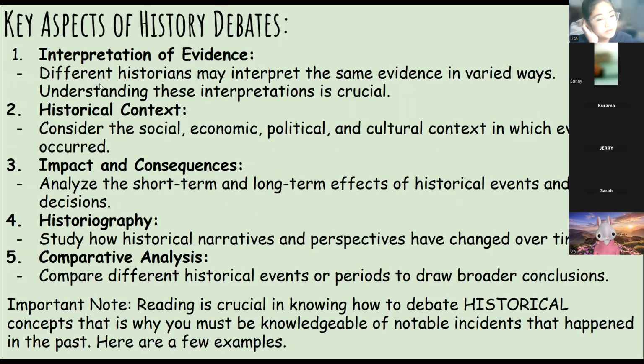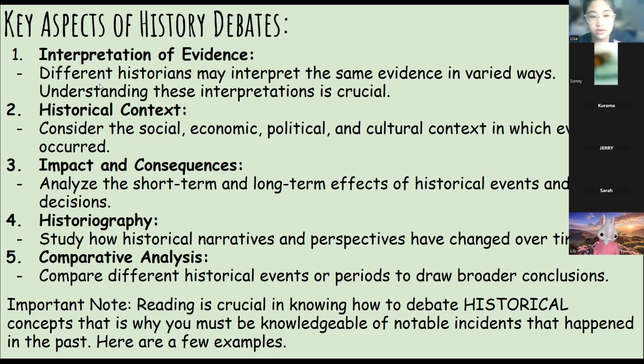So the first one is the interpretations of evidence, which means that different historians may interpret the same evidence in varied ways. Understanding the interpretations is crucial. For example, you have an idea that King Louis in the French Revolution was brought down by the citizens. Different historians may say that Louis was stepped down by this, by that, by those. So you have to combine all of these, list out the evidence that they are trying to say, and look at what is the most accurate to put into your speech.